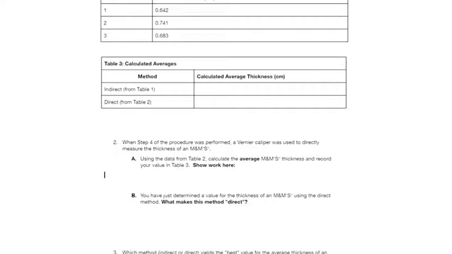Now there's a couple questions here. The one we already talked about, just describing what direct means, and the other is addressing table 2. Now table 2 is very brief. They're just giving us a bunch of numbers, and what the lab talks about is that someone basically did this part for us. They took a single M&M, put it in the caliper, and measured it, which is probably what we would normally do. So all we have to do is take the average of those 3. So you're going to add all 3 of these together, and then divide by 3 because there are 3 data points. That average is going to go into this table.